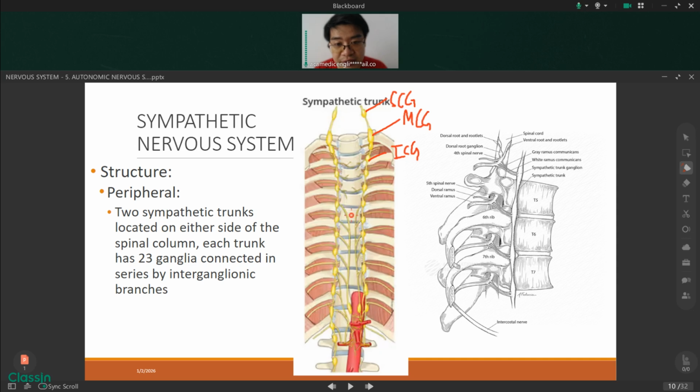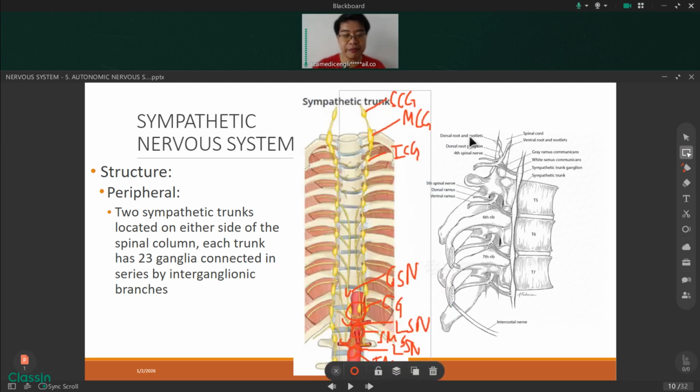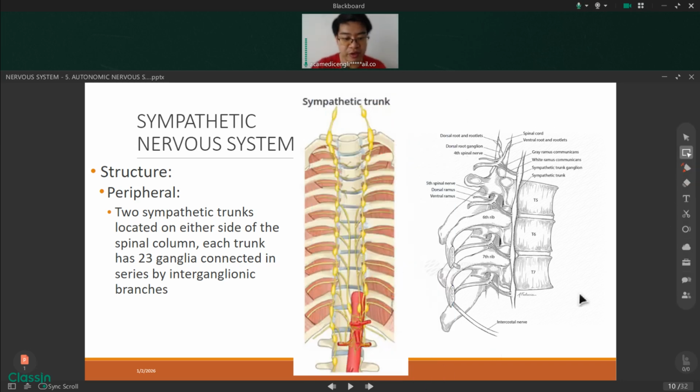Then you will have these segments here, making the greater splanchnic nerve, and then you have the lesser splanchnic nerve, and then you have the least splanchnic nerve. All of those will contain preganglionic neurons that have not synapsed at the paravertebral ganglia, so that they can go to synapse at the prevertebral ganglia: the celiac ganglia, the superior mesenteric ganglia, and then the inferior mesenteric ganglia. So essentially you will have a structuring of the sympathetic system just like that.